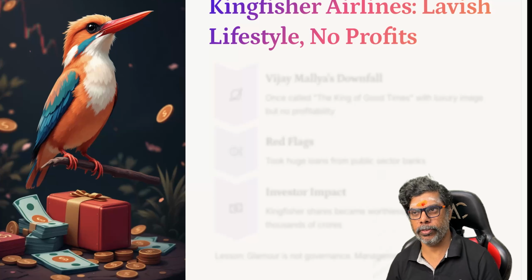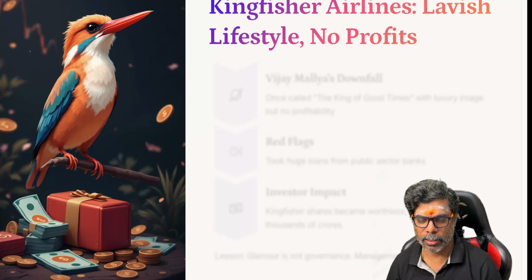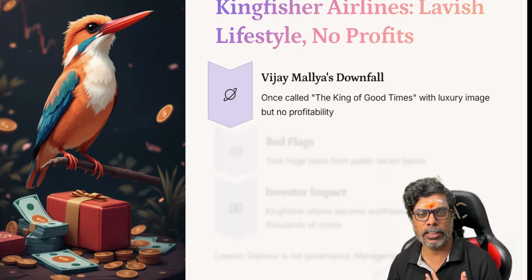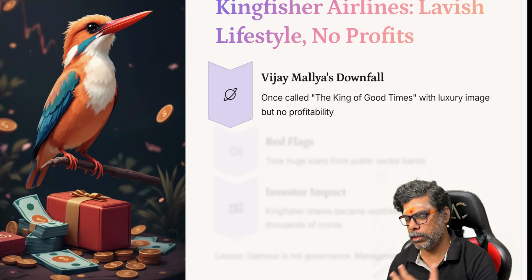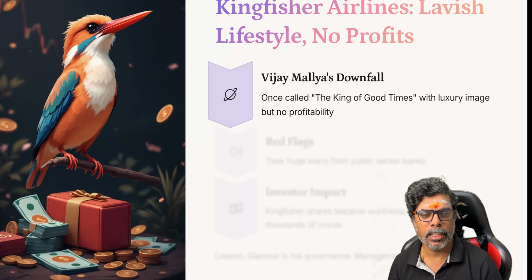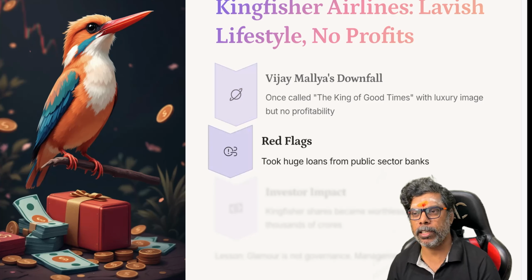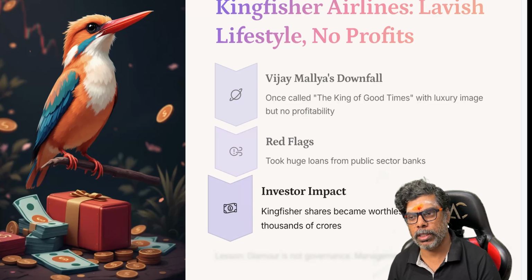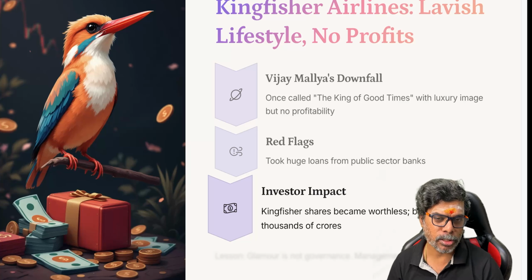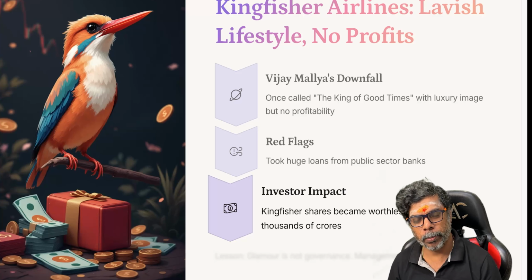Another example is Kingfisher. Why Kingfisher? The management, Mallya, was a lavish person, right? He faced a downfall because of his stupidity. He got a lot of loans and transferred money for his individual use. He spent a lot on personal lavishness, and he took loans which he knew he could not pay, but still he went for them, and because of that, investors lost a lot of money. Kingfisher is one of the biggest examples of how a management can screw up a good company.